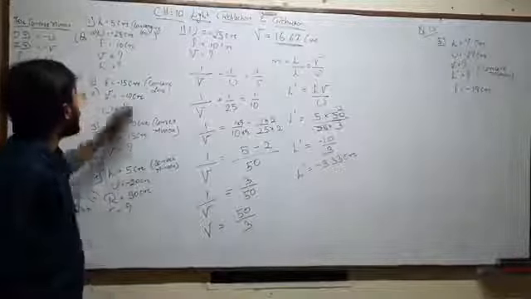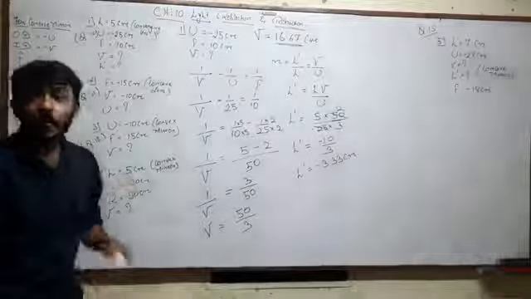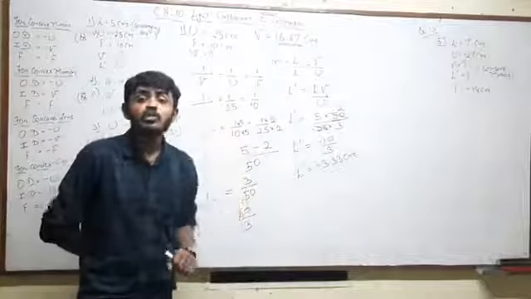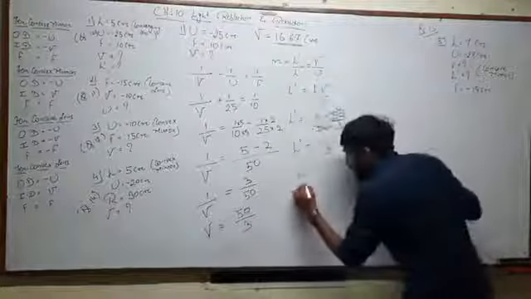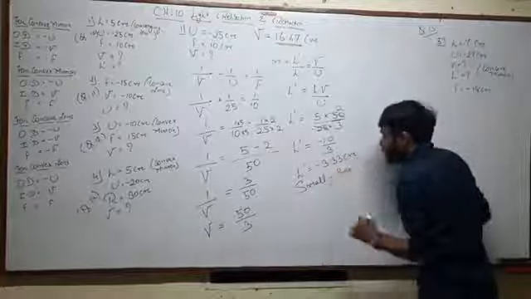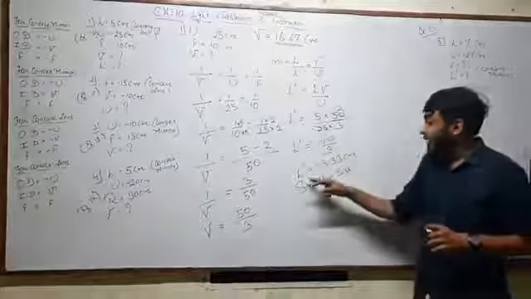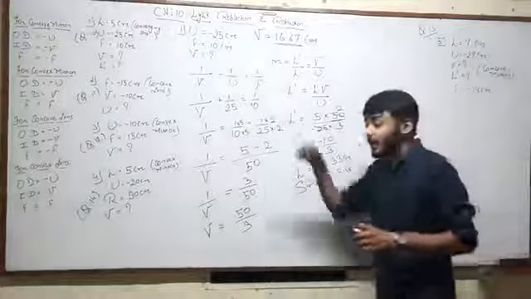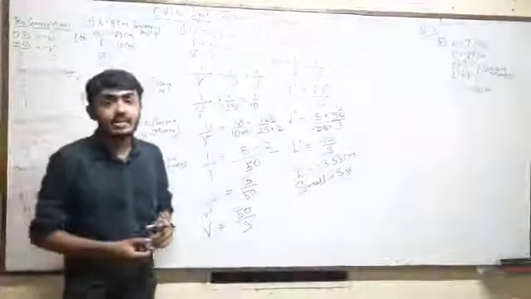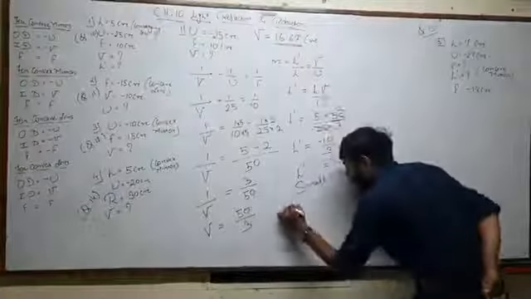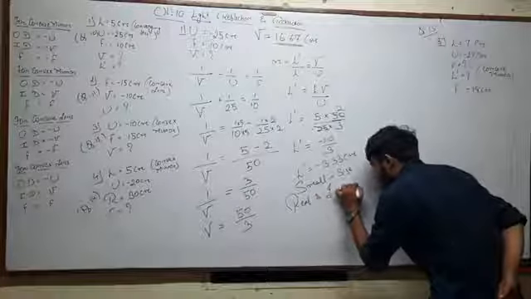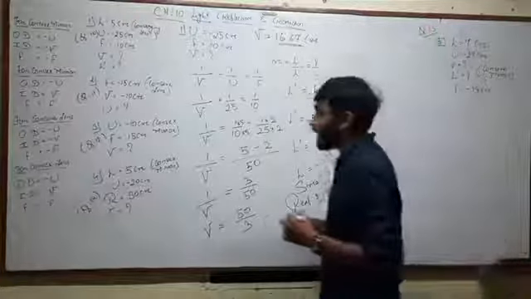Now students, you can see over here that the height was 5 centimeter. What answer are we getting? Minus 3.33. That means the image is small in size. So we need to write the image is small in size. One more thing, the image height is negative. That means the image will be below the x-axis, and you can also write it is real and inverted.